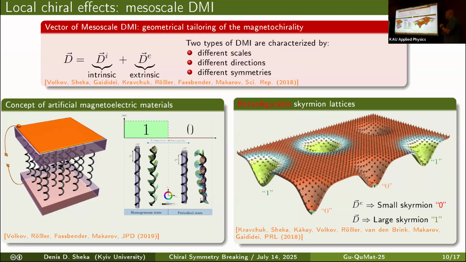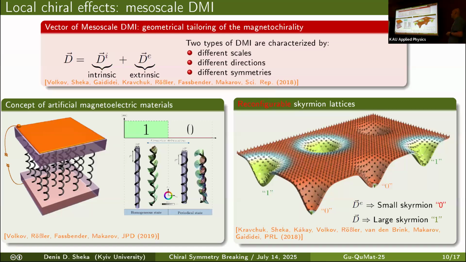So tuning geometrical parameters, we can change both the magnitude and the direction of the Dzyaloshinskii vector and the corresponding effects and symmetry of the Dzyaloshinskii-Moriya interaction. So how can we use it? First, the idea was the concept of artificial magnetoelectric materials, where by the geometrical theory we can change essentially the states of these magnetic materials.